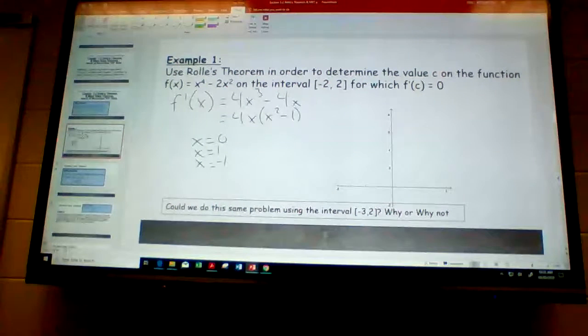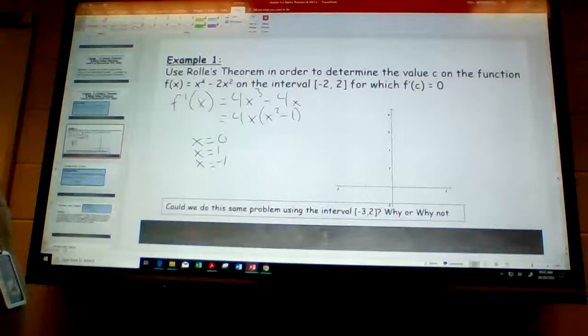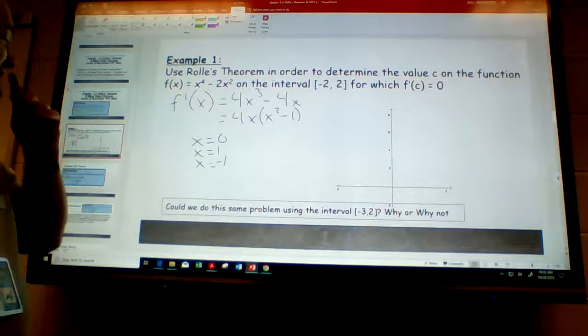Okay, now we're going to use Rolle's theorem in order to determine the value of c on the interval for which f prime of c equals 0. So let's look at that. When you do f prime of x, you end up with 4x to the third minus 4x, which when you factor that out, you get 4x times x squared minus 1. And then your three values are 0, 1, and -1. So if you look, you're going to have three different values at which f prime equals 0. All right, we'll talk about this here in a little bit.